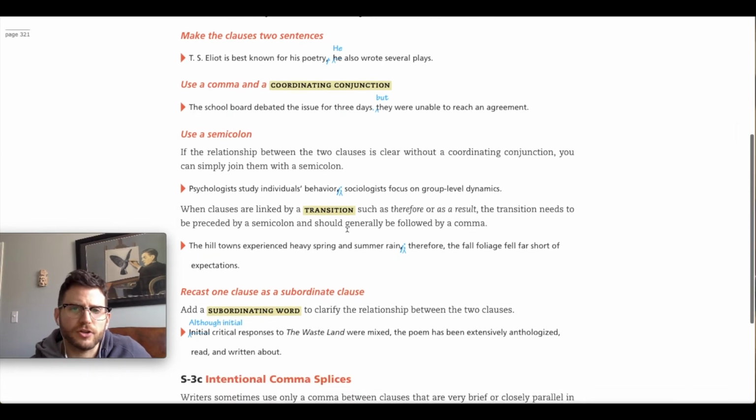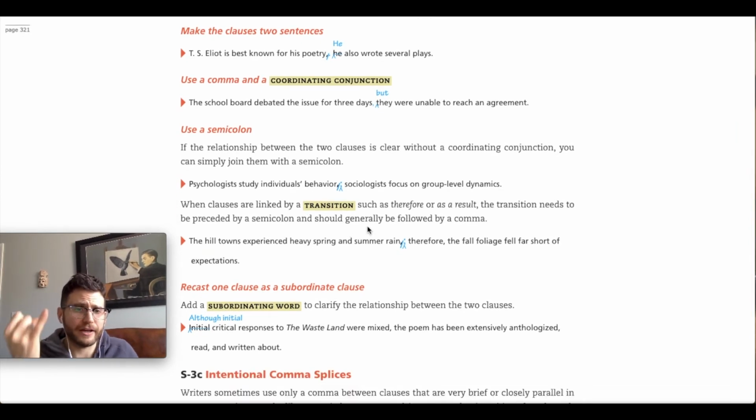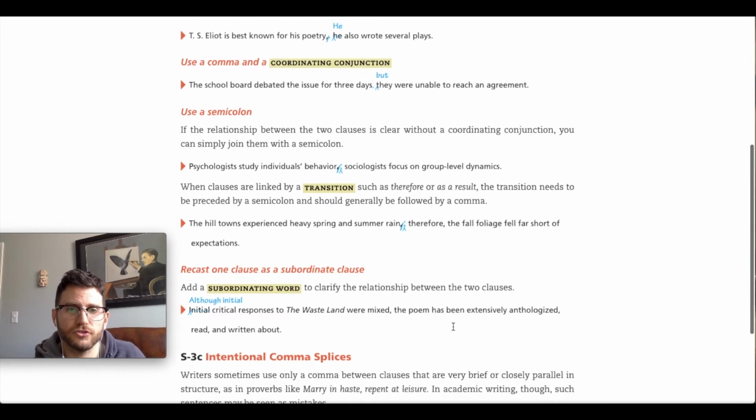Yeah, your book talks about transition words like therefore and however. If you're using them with a semicolon, you should use a comma after them. So if you have one independent clause, semicolon, therefore, another independent clause, just put a comma after the therefore, and a comma after a however. It's just a little reminder there.